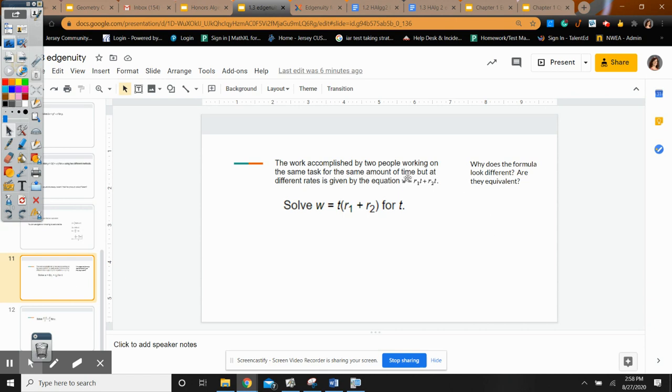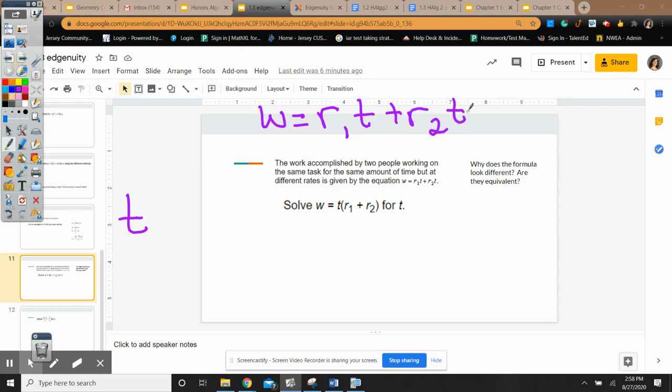The work accomplished by two people working on the same task is given as this. Then they make it look like this. They were wanting us to solve for t. The original equation says W equals R1t plus R2t. And then all of a sudden, we write it like this. If you are solving for a variable and it shows up multiple times in the equation, you need to try to factor out a GCF, which is what this step did for us.